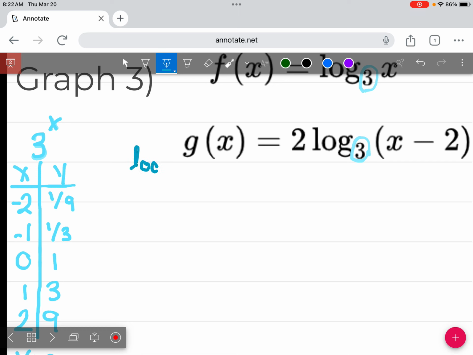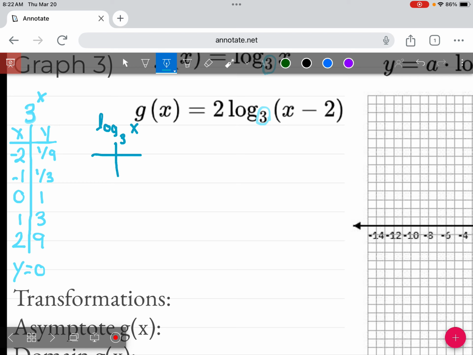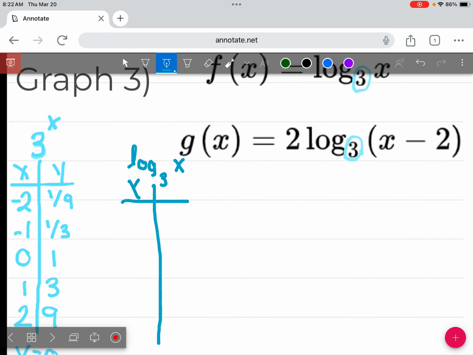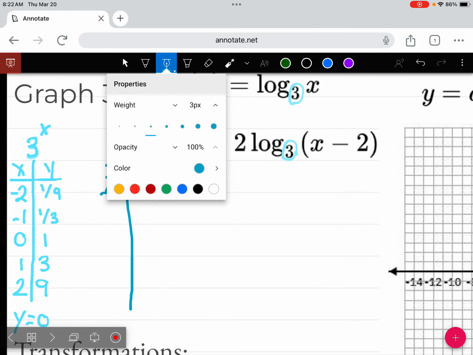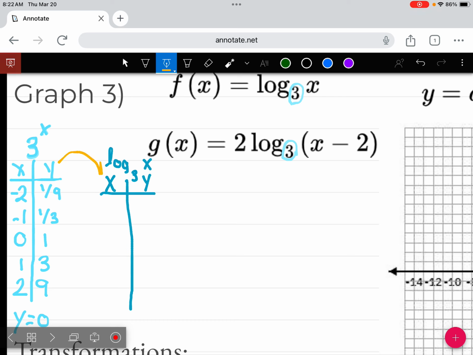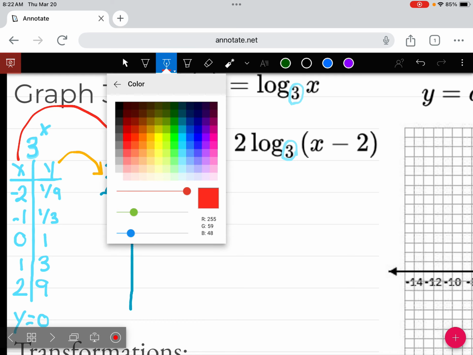So to get our log base 3 of x, this is when we remember that exponentials and logs are inverses of each other. So anything that was in the x column on our exponential becomes our y, and anything that was in the y column becomes our x. I'm going to take everything from the y column and put it in the x's, and everything from the x column and put it in the y's. If it was a y, it becomes an x. If it was an x, it becomes a y.